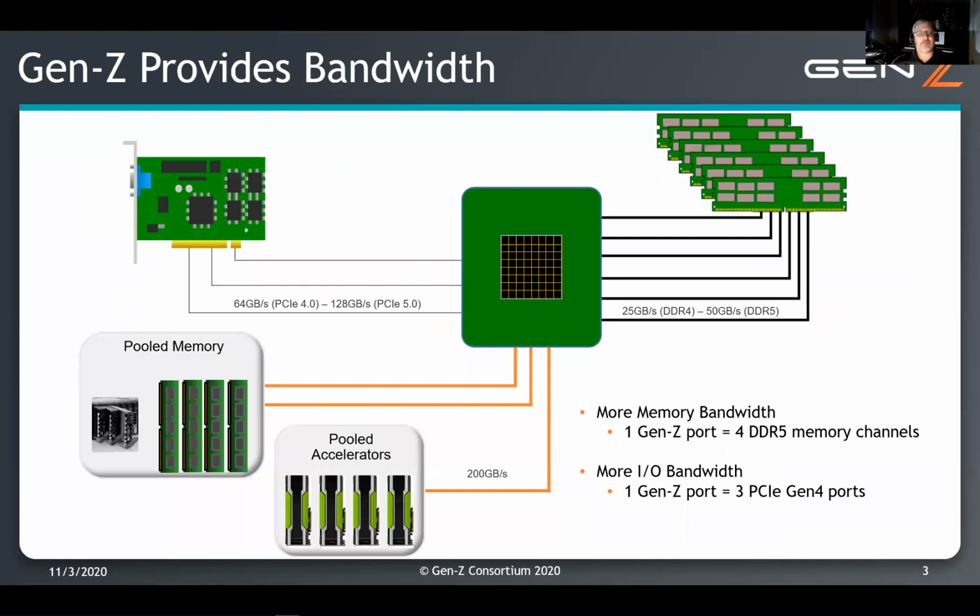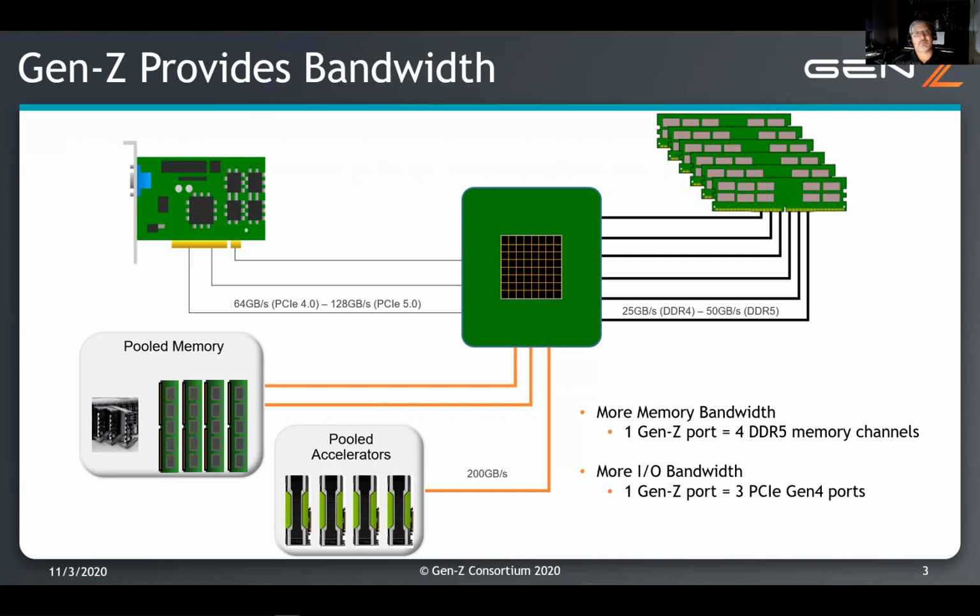So let's talk a little bit about the bandwidth. Right here, I'm doing a little bit of a comparison. If you look at DDR5, the typical bandwidth on a channel is about 50 gigabytes per second, very respectable. If you look at PCIe Gen 5, that is going to be at 128 gigabytes per second. With Gen Z, you're going to see that one port is 200 gigabytes per second, and that's using our current 50 gigabit per second PHY.